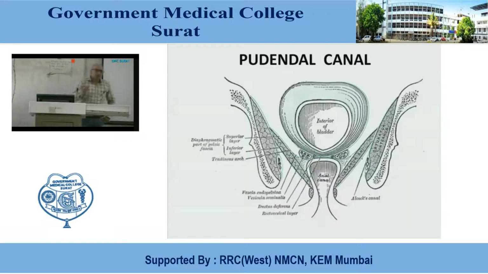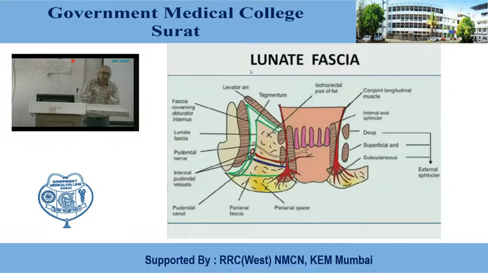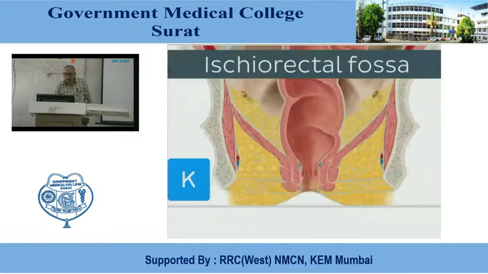Now, next important part, that is the pudendal canal. Remember, the pudendal canal lies within the ischiorectal fossa only. So don't get confused that this is a separate structure. That is part and parcel of the ischiorectal fossa. Now, let me show you the location.